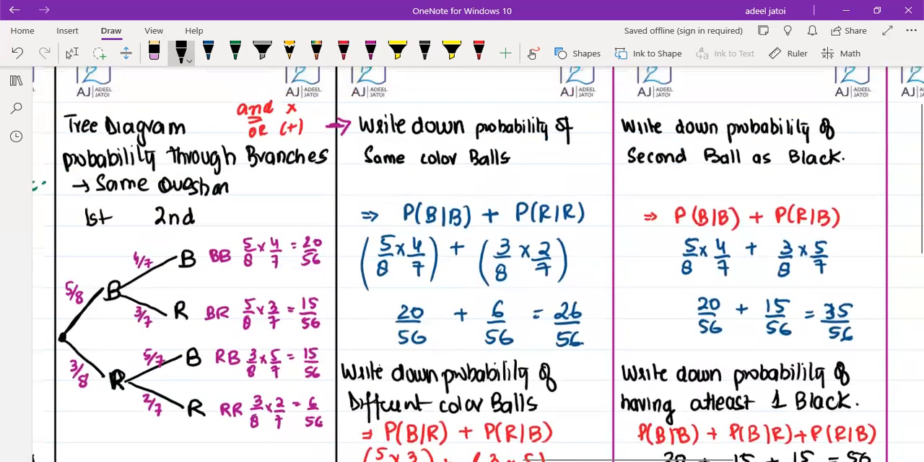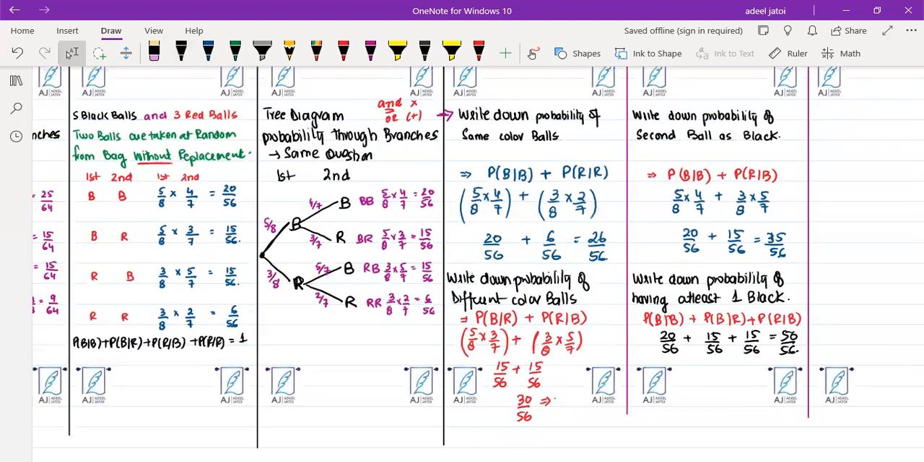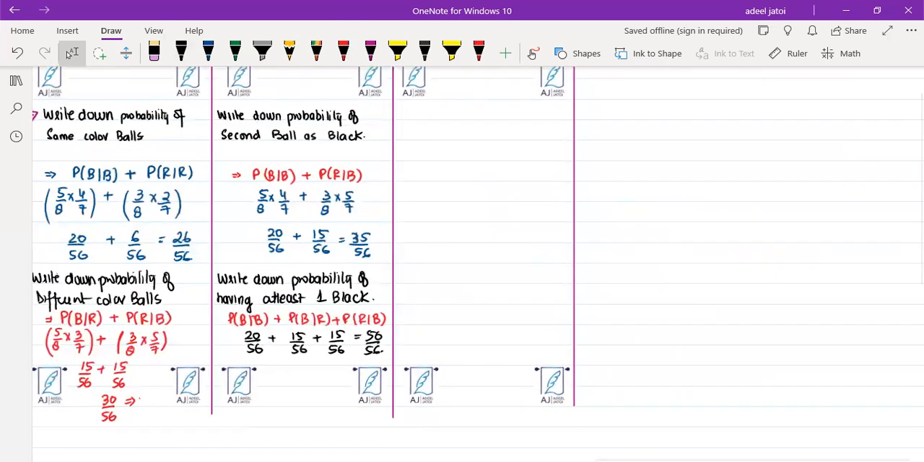So the questions in the tree diagram or in any question can be designed in such a way as: write down the probability of same color, different color, at least one, second ball as black, or it can also be exactly one black. So exactly one black means only one black is required. So that should be black and red or red and black only.